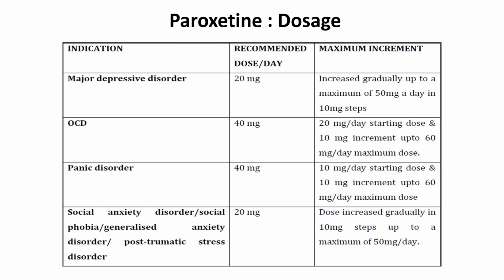The dose indication of paroxetine in different disorders. For major depressive disorder, the recommended dose is 20 mg per day, and it could be gradually increased to a maximum of 50 mg per day. For obsessive compulsive disorder, the recommended dose is 40 mg per day, which could be increased by 10 mg up to 60 mg per day, the maximum dose. For panic disorder, the recommended dose is 40 mg, which could be taken up to 60 mg per day as the maximum dose. And for anxiety disorders, that is social anxiety disorder, social phobia, generalized anxiety disorder, or post-traumatic stress disorder, the recommended dose is 20 mg, which could be increased to 50 mg per day by increments of 10 mg over a period of time.